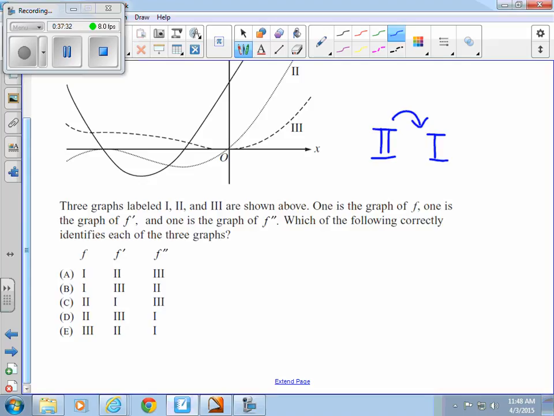Okay, so let's look at 3 again. If we were going to identify the derivative of number 3, wouldn't you agree the derivative of 3 would have to be 0 here and somewhere in here? But maybe it doesn't seem to actually have a minimum, it's just a stall point. So this appears to be the derivative. 2 is the derivative of 3. So 3, 2, 1.